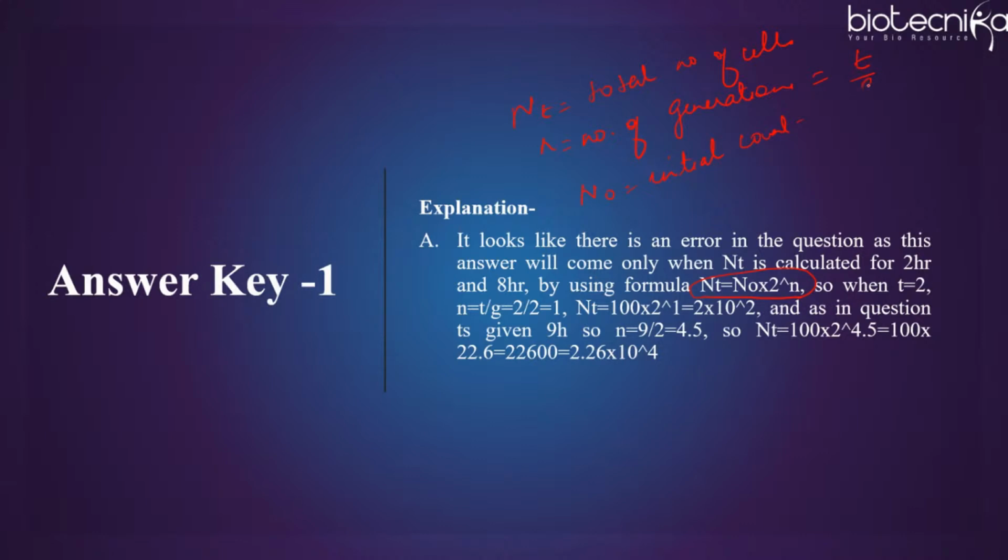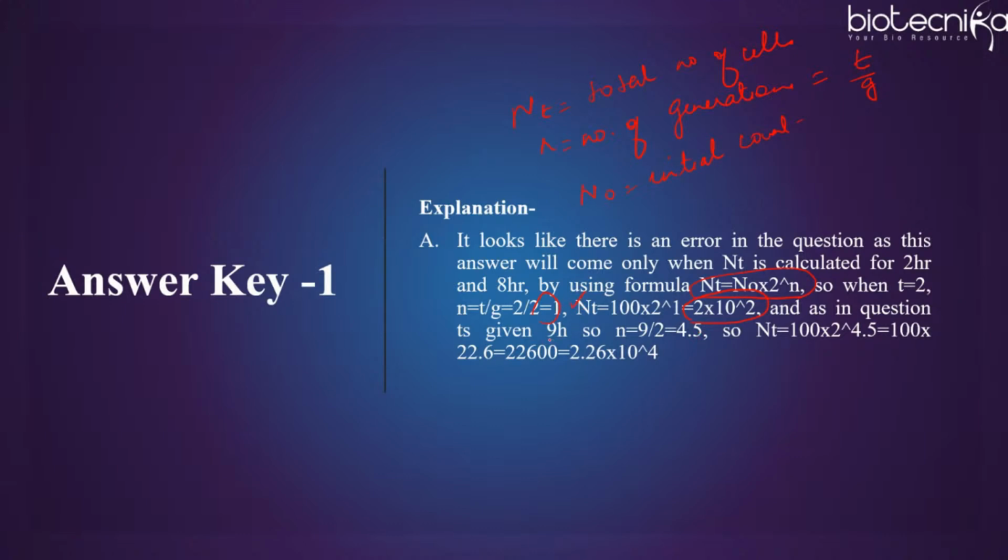time by generation time. For the first case T was 2, so 2 by 2 becomes 1, so N becomes 1. Now when you use that in the formula, NT is equal to N0 into 2 to the power N, where N is 1, so you'll get 2 into 10 to the power 2. So this is the first case.